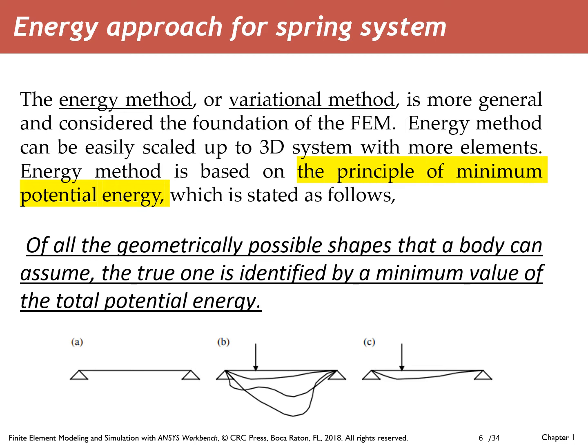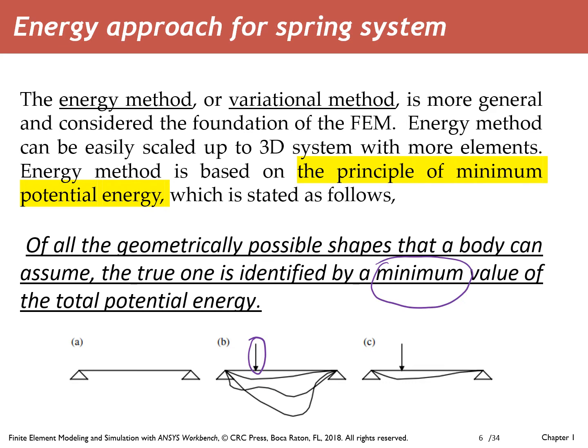An example shown here is a beam supported at two ends, with a force applied in the middle. The beam will deform, and it might deform in different ways, but theoretically, or physically, only one deformation is possible. That is when the total energy of the system reaches a minimum.